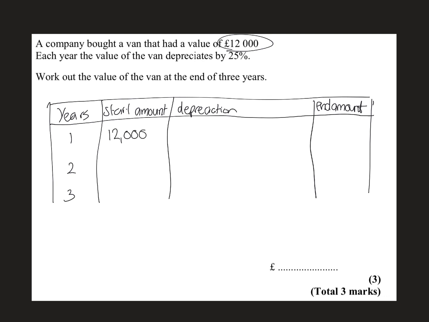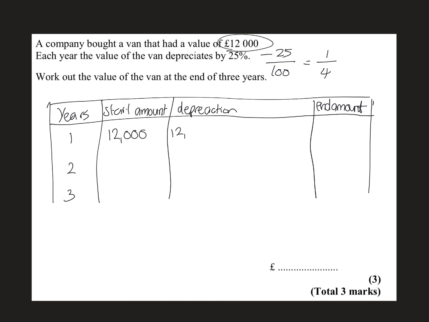Now we're finding 25% here. 25% is 25 over 100. So you can divide by 100 times by 25, or if you simplify that down, that's equal to a quarter. So we can simply divide by 4 here to find a quarter. Now, if you decide to divide by 100 times by 25, that's fine. You'll still come out with the same answer. So I'm going to just divide by 4.